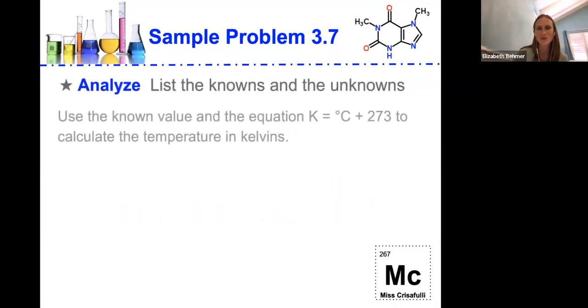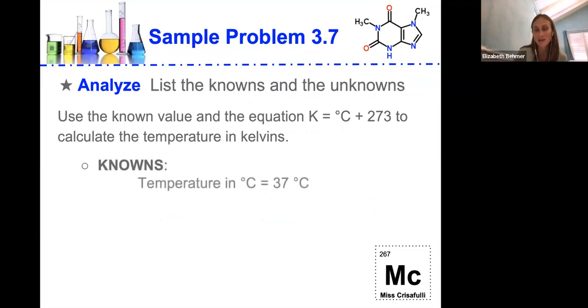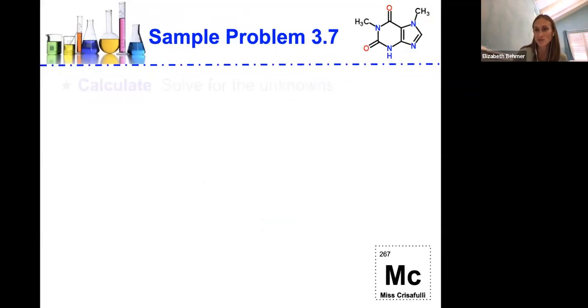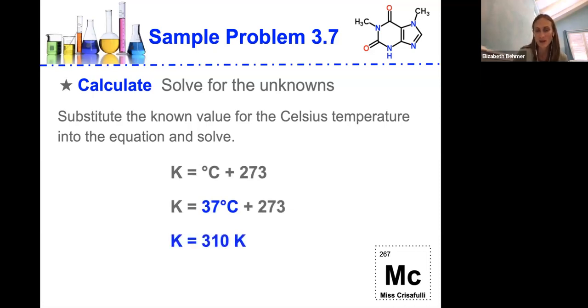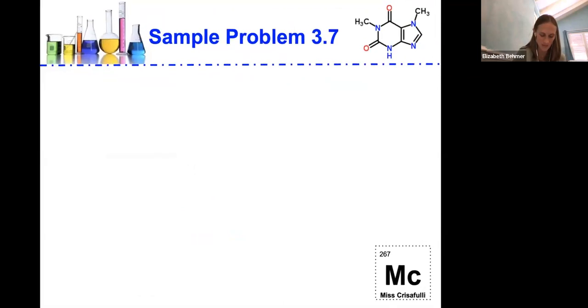So let's list the knowns and unknowns. The known value and the equation is Kelvin equals Celsius plus 273 to calculate the temperature in kelvins. We're given the temperature in Celsius, 37, and we need to know the temperature in kelvins. So we just use our simple equation by substituting the known value for the Celsius temperature into the equation and solve. So Kelvin equals 37 plus 273. So our answer is 310 Kelvin.